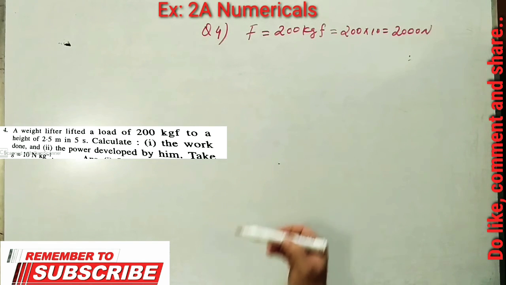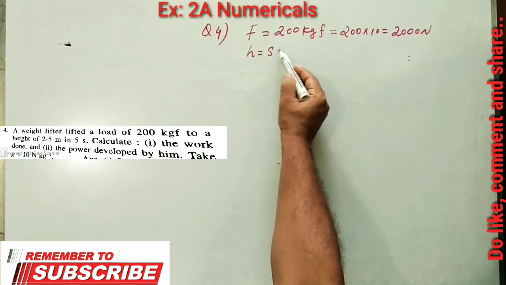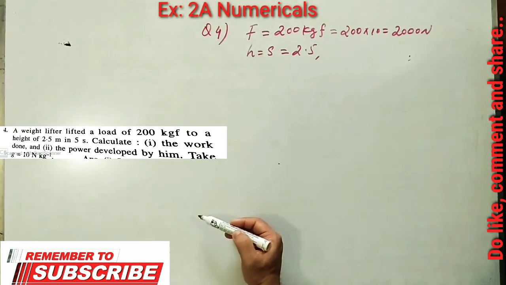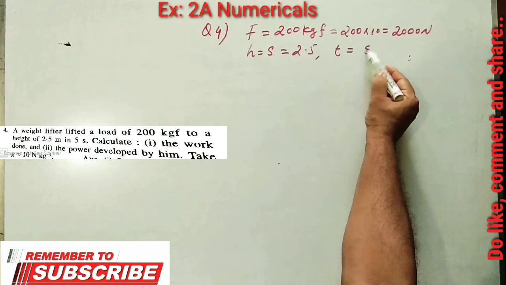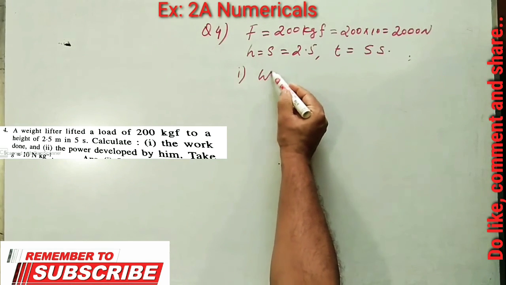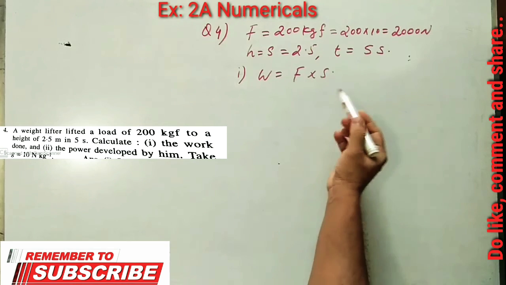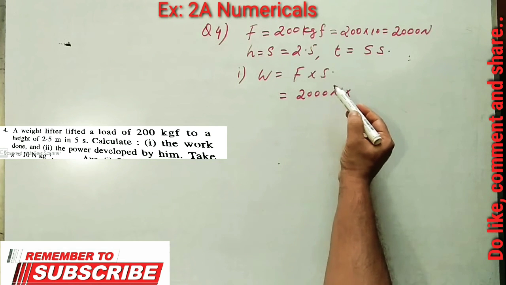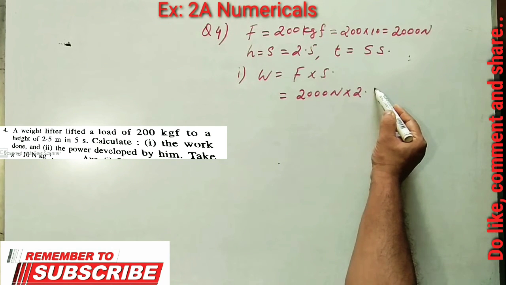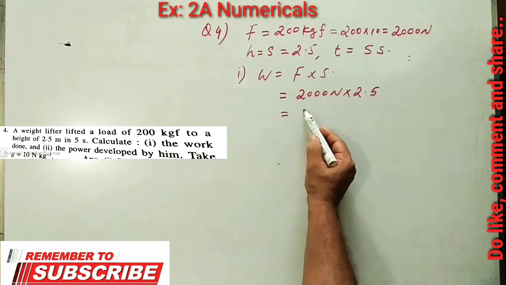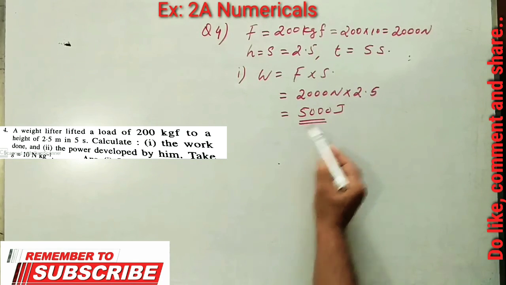Now, to a height of 2.5 meter. Height is equal to S, that is the displacement, 2.5 meter, in 5 seconds. Time is also given there as 5 seconds. So we have found out all the quantities given there. Calculate the work done. The first part, work done is equal to force into displacement. So that's equal to force 2000 Newton multiplied by the displacement, 2.5 meter. Correct? Yes. So we are coming out with 5000 joule. So that's the work done.